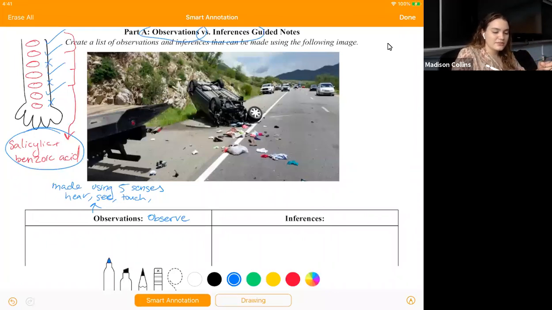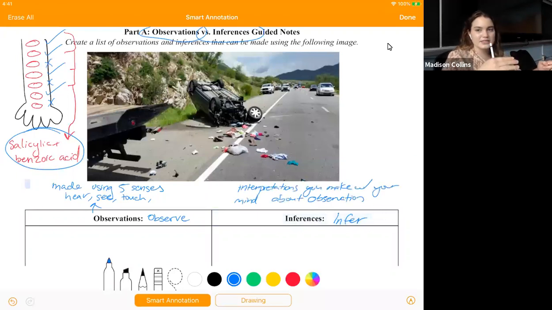Now, inferences, or something that you can infer, are essentially interpretations you make with your mind about those observations. Okay, so observations are something that you can see, something that you can hear, and inferences are basically how you make sense of that information. Okay, so how you make sense of information.